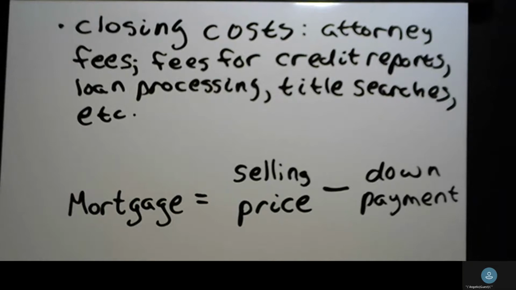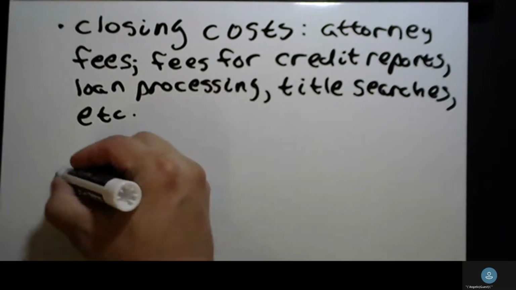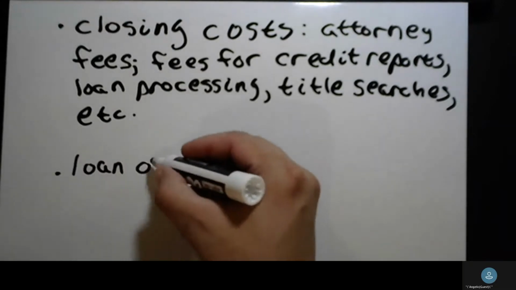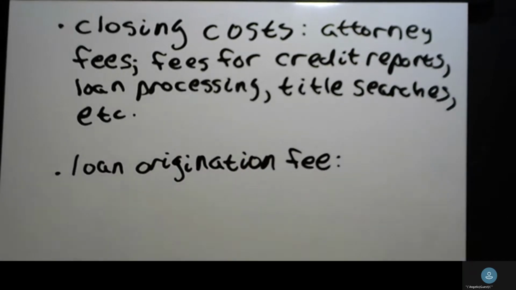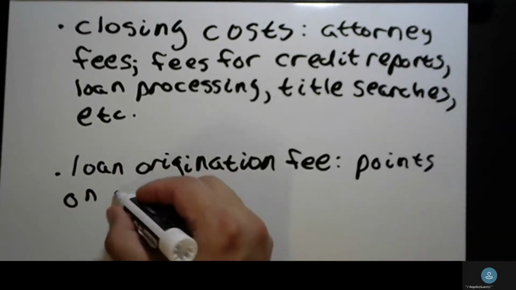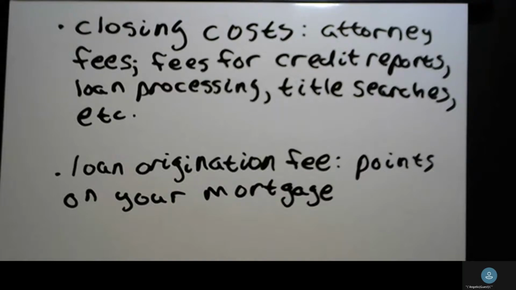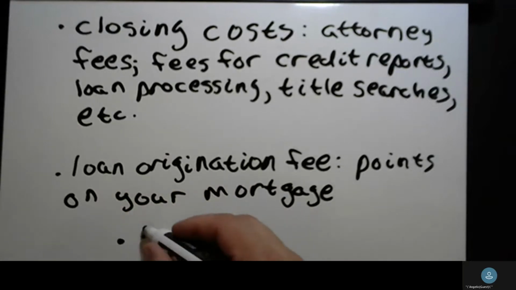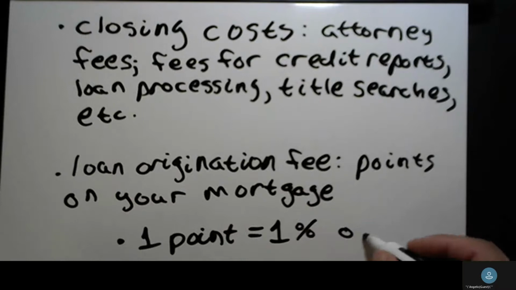Now, there's something else that goes in with closing costs. So it's not just these things, but you also have what's called a loan origination fee. And this is usually expressed as what they call points, or points on your mortgage. So again, it's going to be the mortgage, not the selling price, but the mortgage. And so typically 1 point equals 1% of the mortgage.